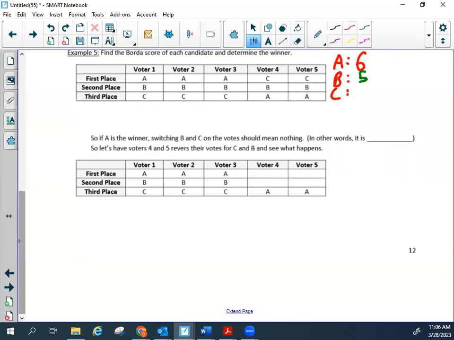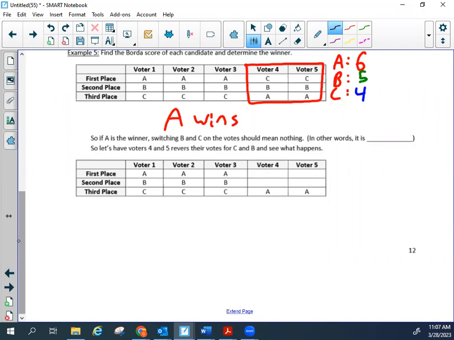And voter C, nothing below, nothing below, nothing below, nothing below, 1, 2, 3, 4. So the winner is obviously A. Now, if I'm thinking about A as the winner, I want to focus in here on voter 4 and 5. How many points did A get from voter 4, and how many points did they get from voter 5? A didn't get any votes, or any points, I should say, from 4 and 5.